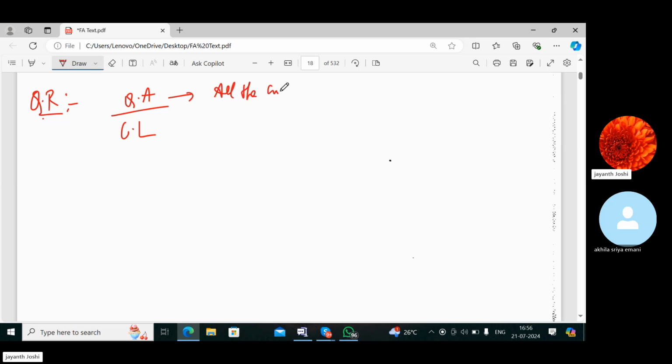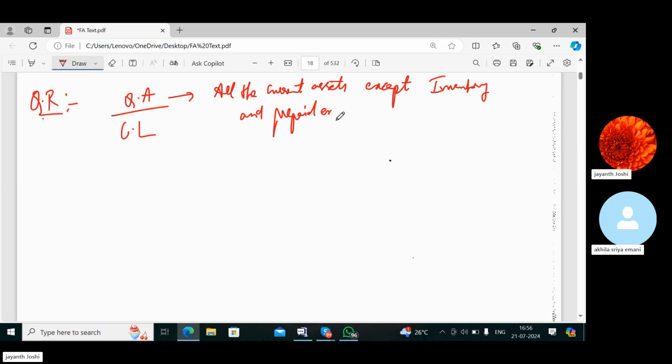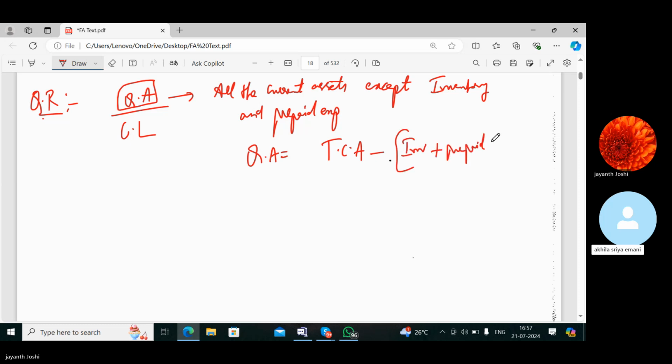the current assets except inventory and prepaid expenses. These two you shouldn't be taking to calculate the quick assets, okay? Or else I'll write down the formula as well. Quick assets is equal to total of current assets minus inventory and prepaid expenses. Fine, is it okay? Okay.